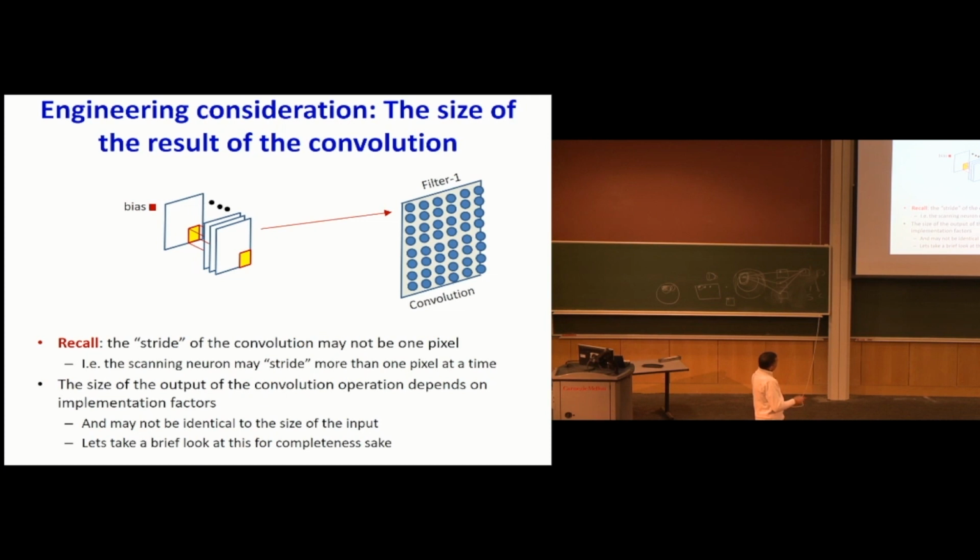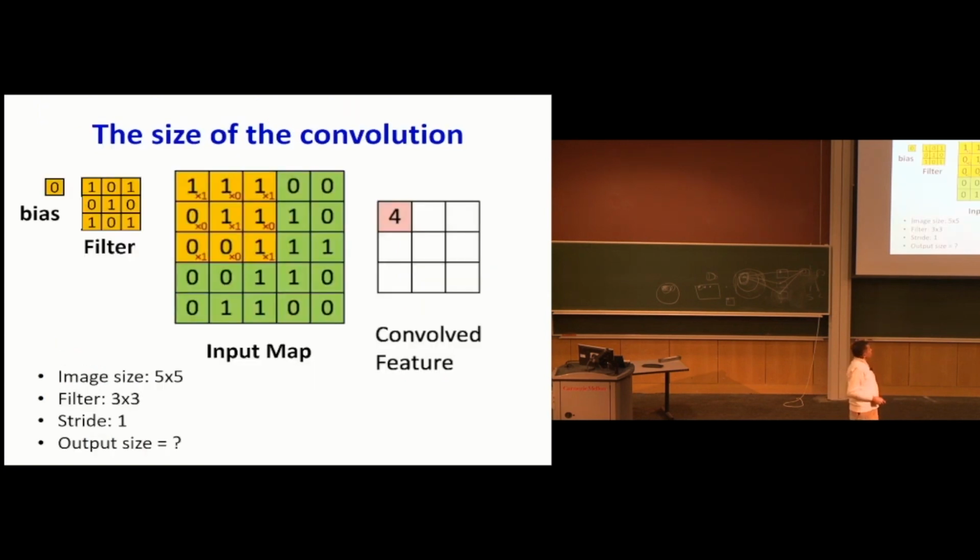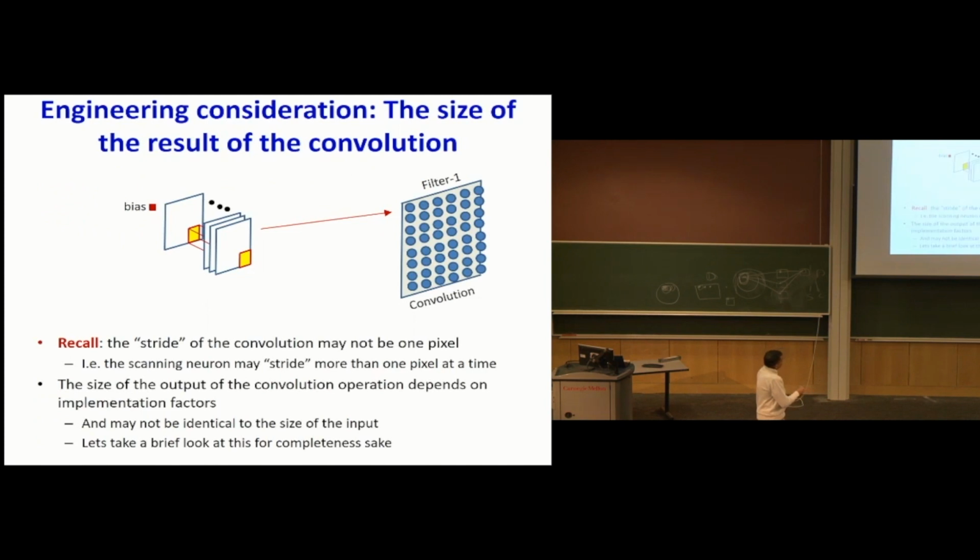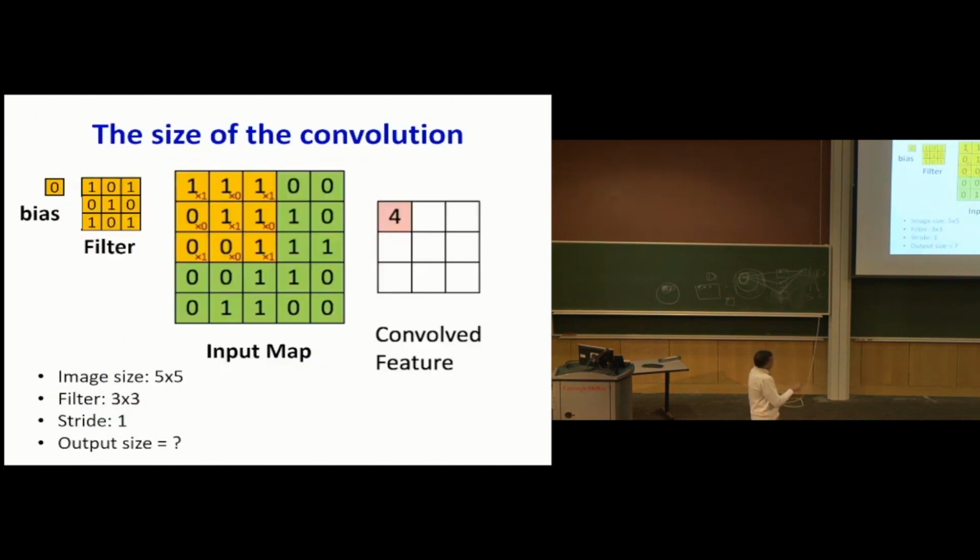The size of the output of the convolution depends on implementation factors like the size of the filters and the stride, but let's consider the stride in particular. Here, for example, the input maps are size 5 cross 5, the filter is 3 cross 3, and the stride is 1. So how big is the output going to be? If you assume that the filter is not allowed to go past the edge, then there are only 3 skips before you run out of image. So the output is going to be 3 cross 3.